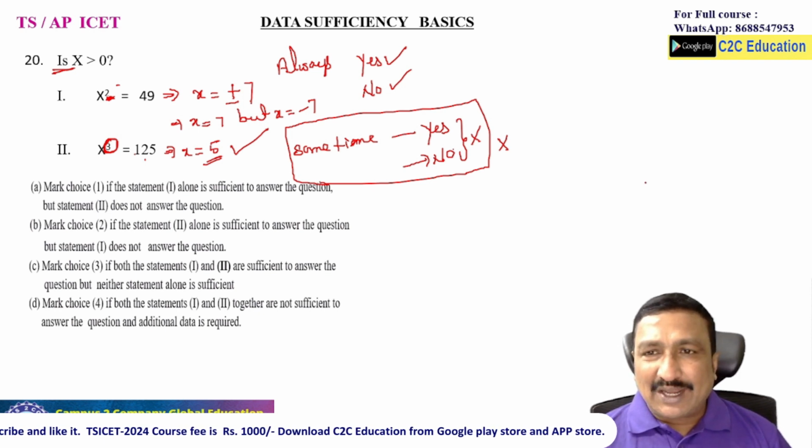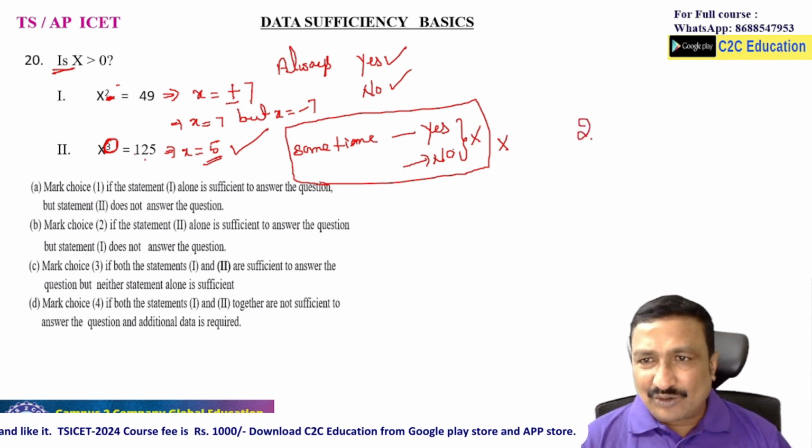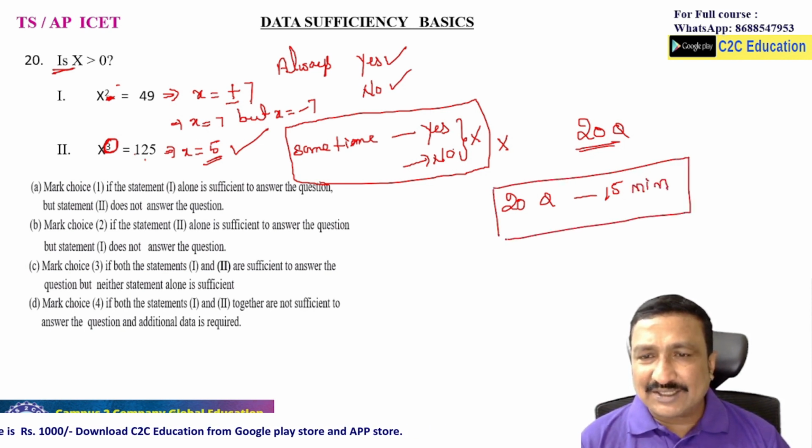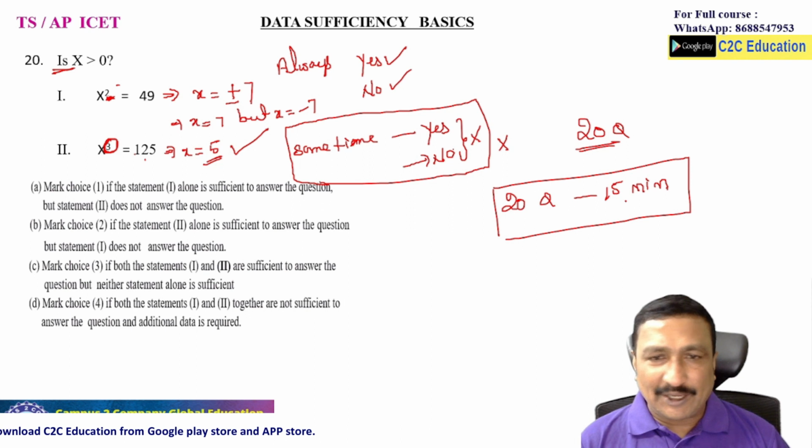Okay friends, like this we can solve 20 data sufficiency questions, but remember that we can solve these 20 questions in 15 minutes only. We should not take more than 15 minutes. If you take more than 15 minutes, we are taking more time. So always answer these 20 questions in 15 minutes only.